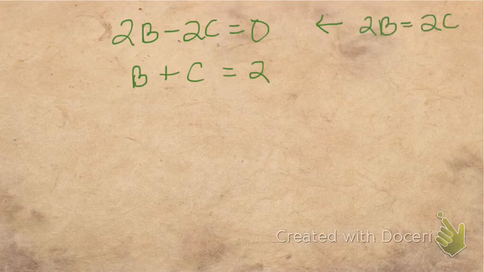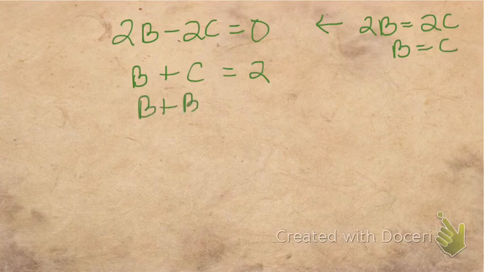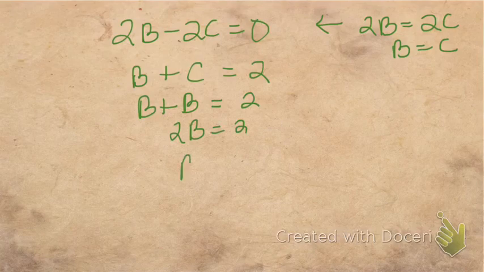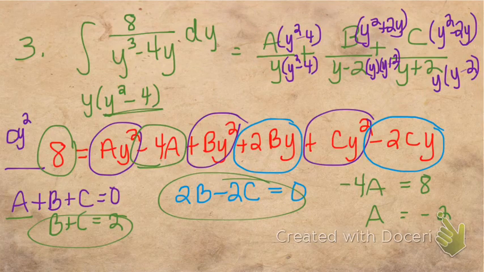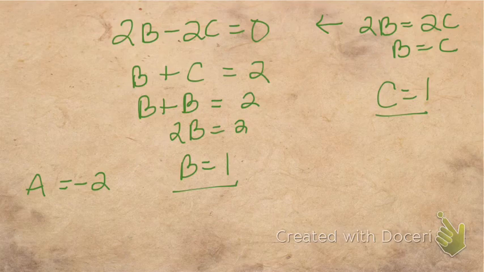You get 2b equals 2c, which means b equals c. You can come over here, plug in your b. Or you could have plugged in c, either one. So if b is 1, that means that c has to be 1. And earlier we got that a was negative 2. So a, b, and c.